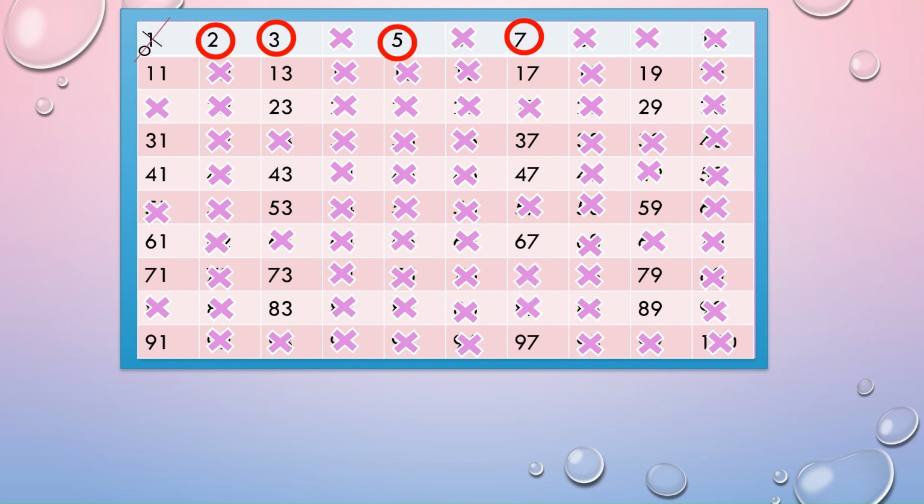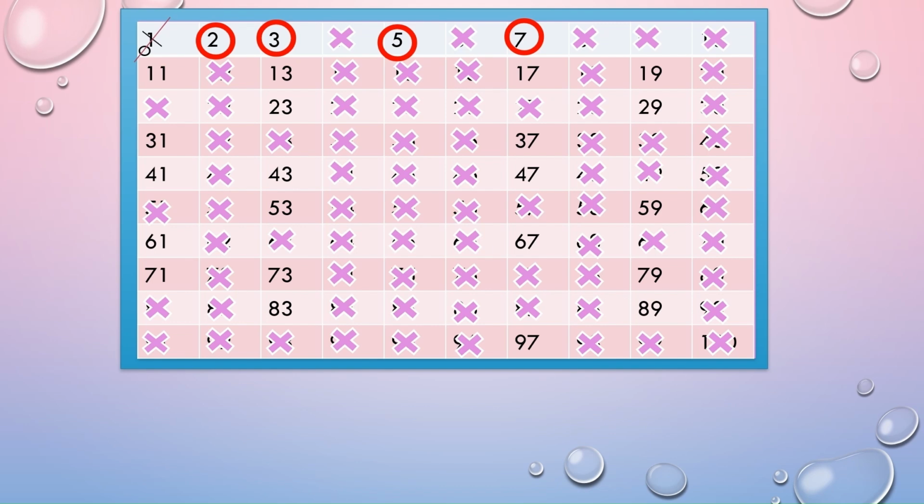Okay. 7 12s are 84. Crossed out. 7 13s are 91. Let's cross it out. Okay. So now we have a few numbers left, and these are the prime numbers.